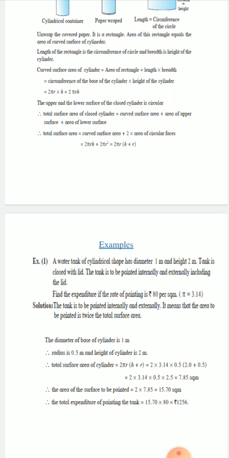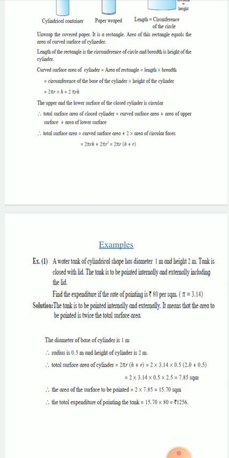We have to calculate how much amount of rupees is required in order to paint this tank from inside as well as outside including the lid. Now see, the tank is to be painted internally and externally. What does it mean? It means that the area to be painted is twice the total surface area, isn't it? We have to paint inside also and outside also. The area becomes double.